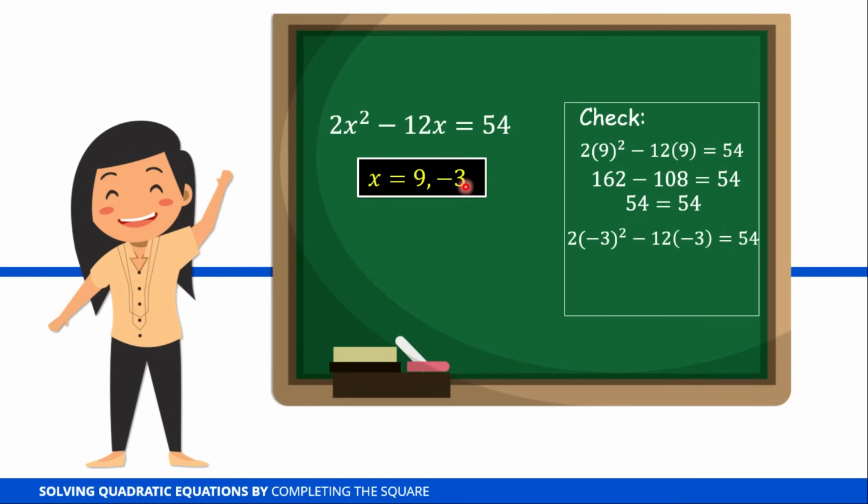Next, gamitin natin yung negative 3. Again, gumamit tayo ng substitution. So, ito yung ating magiging equation. Simplify natin yan. Magkakaroon tayo ng result na 18 plus 36 is equal to 54. I-add natin 18 plus 36, that is 54, which is equal to 54. Ibig sabihin, tama yung ating nakuhang roots or solutions.